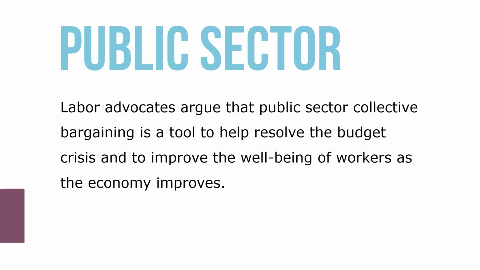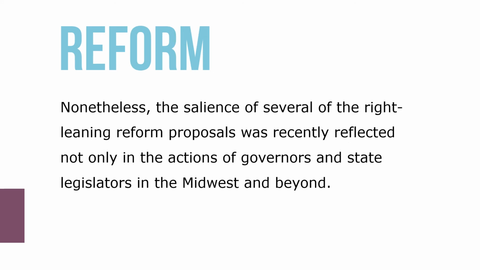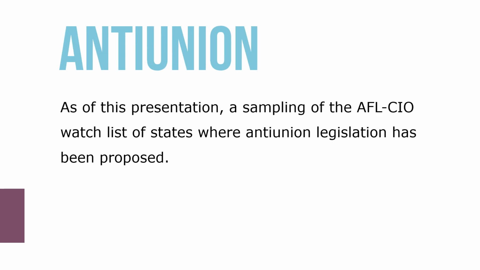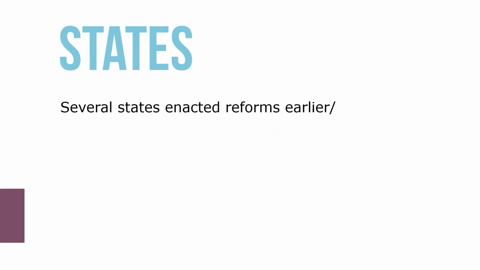Labor advocates argue that public sector collective bargaining is a tool to help resolve the budget crisis and improve the well-being of workers as the economy improves. Nonetheless, the salience of several of the right-leaning reform proposals was recently reflected in the actions of governors and state legislatures in the Midwest and beyond. As of this presentation, a sampling of the AFL-CIO watch list of states where anti-union legislation has been proposed has increased. Several states have enacted reforms earlier.